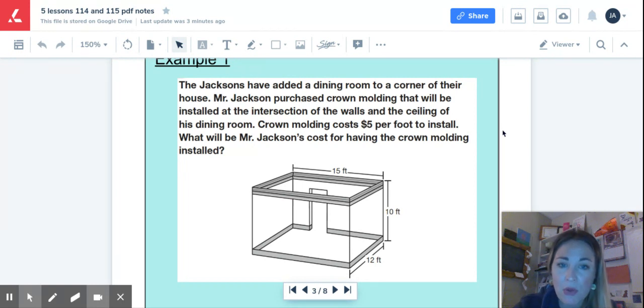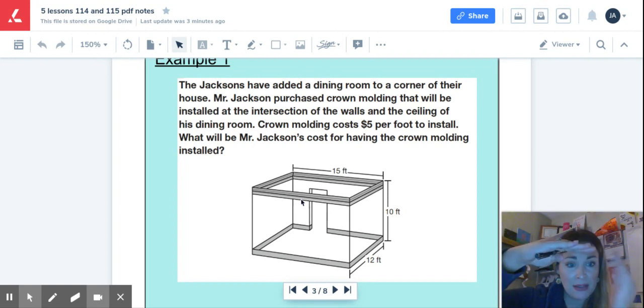Of his dining room. Crown molding costs $5 per foot to install. What will Mr. Jackson's cost of having crown molding installed? So this is definitely a multi-step problem. Crown molding, just for those of you who have never heard of that before, is basically a strip of wood that goes between the wall and the ceiling so that there's not an ugly line up there. It makes it look all pretty and nice, and it covers that up.